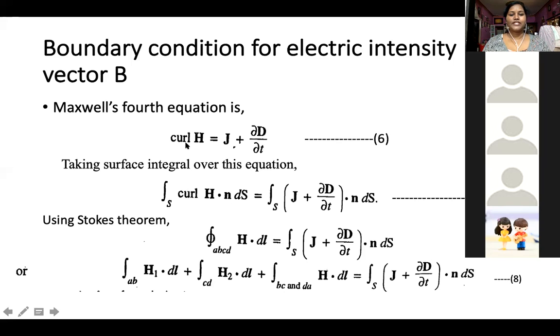Now, see this. This is the fourth equation, which we already know. What we'll do is take the surface integral over this equation. Which surface? The same surface which we saw in the first slide. The integration of curl H is equal to this. Because this is again from surface integral to line integral, we'll take Stokes theorem, and according to that Stokes theorem, I'm applying it over the entire surface ABCD. This I can change into the line AB, line CD, and then lines BC and DA. So as we did earlier, the same thing.